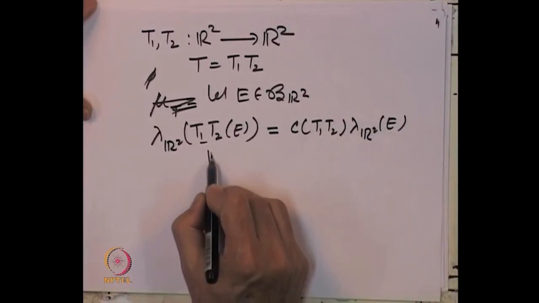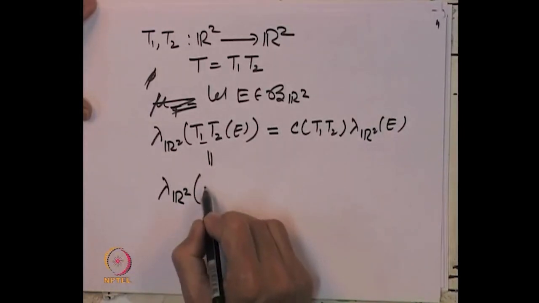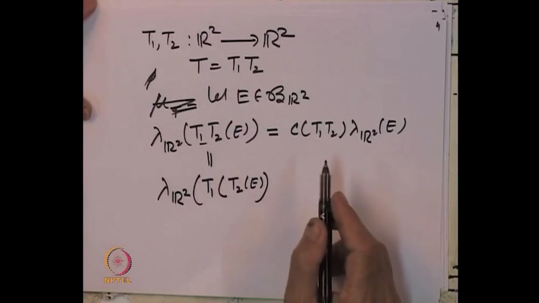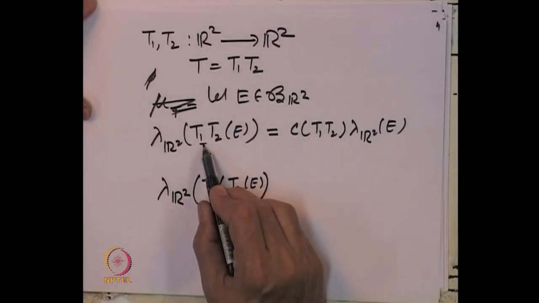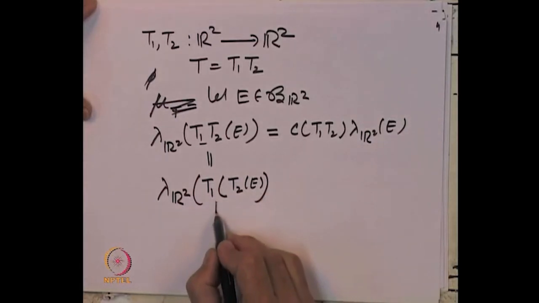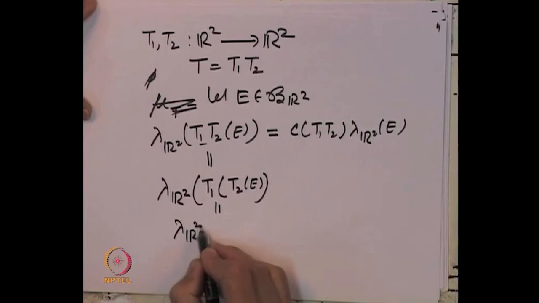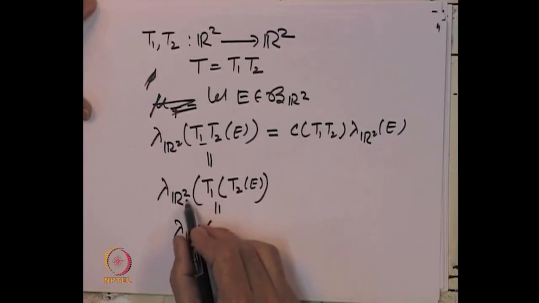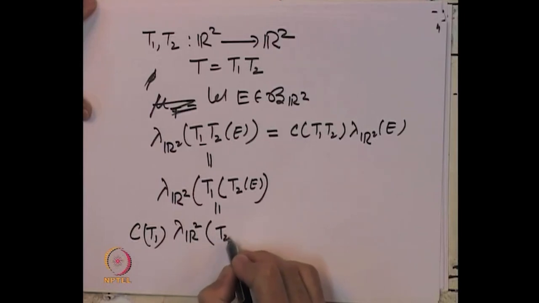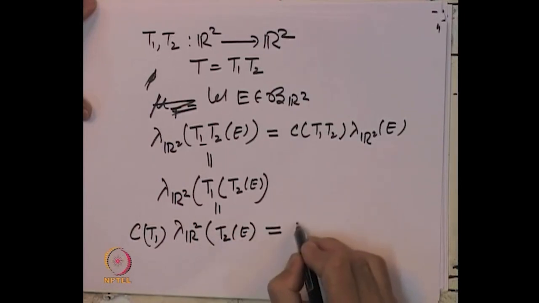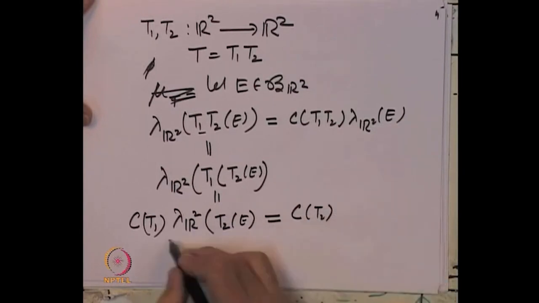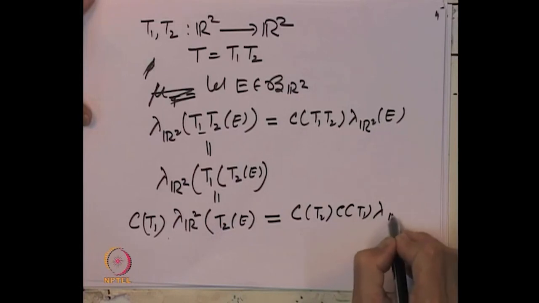On the other hand, we can also think of this as lambda R 2 of T 1 applied to T 2 of E. This composition T 1 T 2 is the same as saying the linear transformation T 1 is applied to the set T 2 of E. But if you do that, then we know that this is equal to C T 1 times lambda R 2 of T 2 of E. And now, once again lambda R 2 of T 2 of E gives you C T 2 times the Lebesgue measure of E, so the original is C T 1 into C T 2 into lambda R 2 of E.